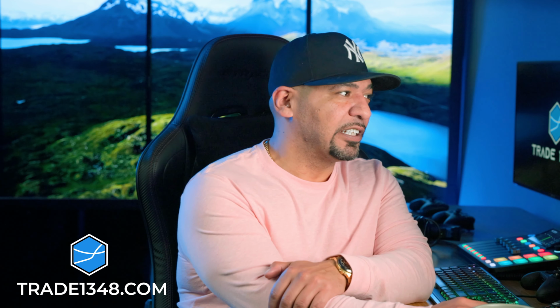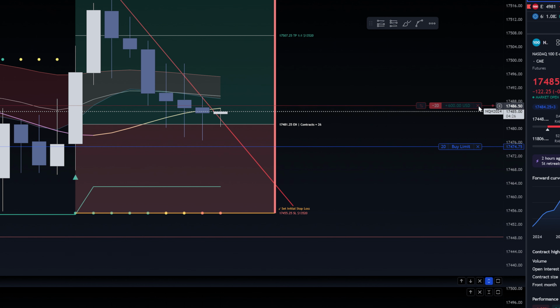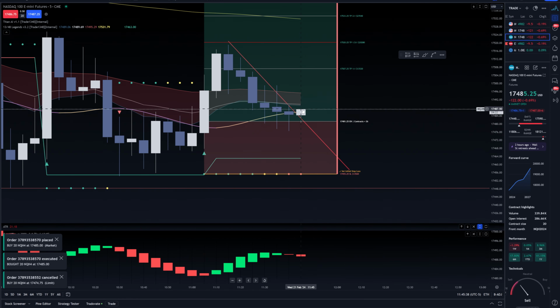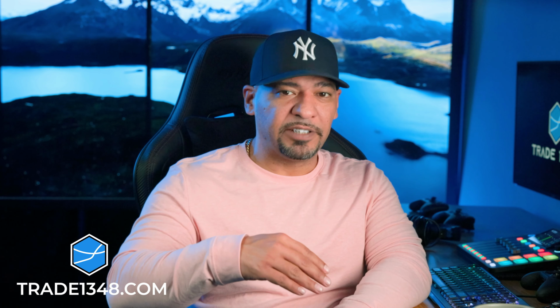So we got a break of a trend line. I have to take profit here. I'm just going to take it, 600 right there. I'm just going to take the profit there at 600. We got the break of the trend line back up to the upside. All right, so we got the break of the trend line here.